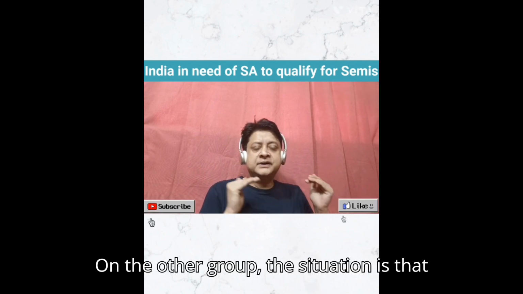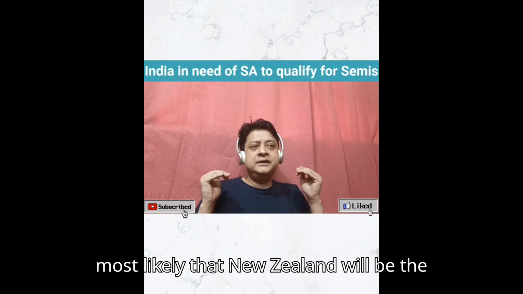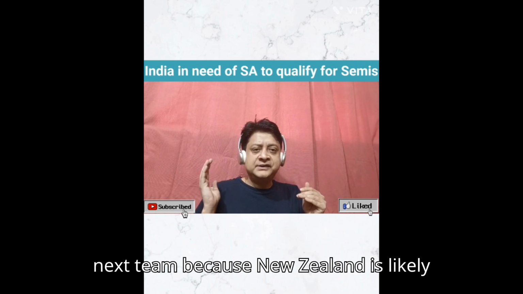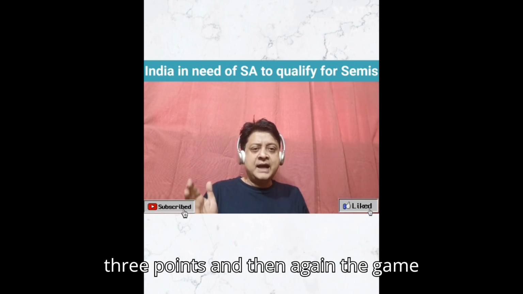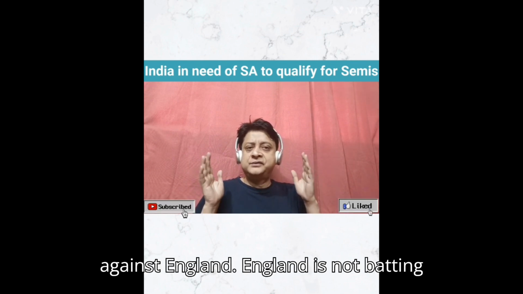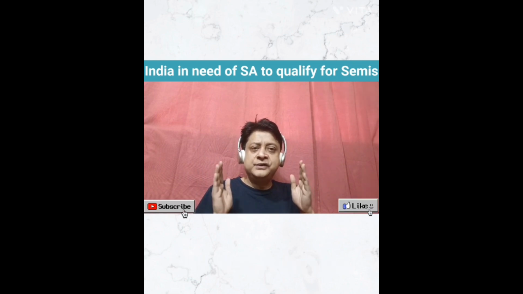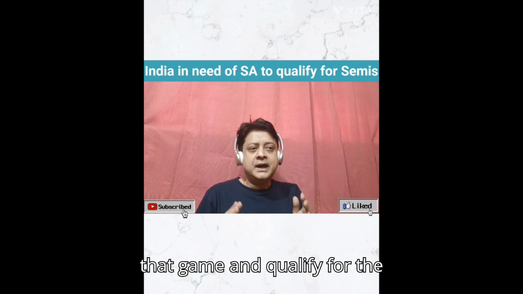On the other group, the situation is that England has already qualified, and it's most likely that New Zealand will be the next team because New Zealand is likely to beat Sri Lanka. That will give them 3 points. And then the game against England, England is not batting well at all. So I would say that New Zealand should win that game and qualify for the semis as well.